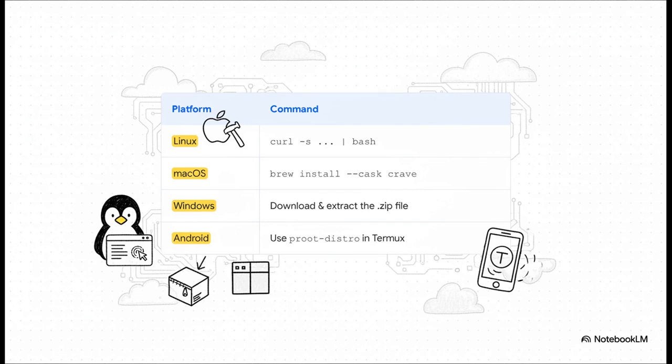Okay, next up, you've got to install that command line tool. It's super easy no matter what you're running. On Linux, it's a quick curl command. If you're on a Mac, you can just use Homebrew. On Windows, you just download and unzip a file. You can even run it on your Android phone using Termux if you're feeling adventurous.